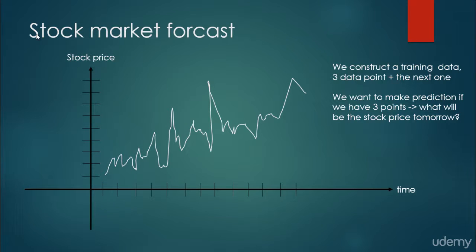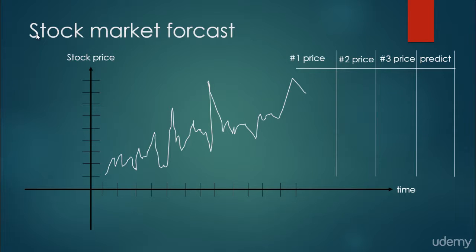And we construct the training data, for example, from 3 data points, but of course we could have 10 data points plus the next one. And we want to make a prediction if we have, for example, 3 points. As I said earlier, it can be 10 points or 20 points. What will be the stock price tomorrow? So we just monitor 3 distinct times, and we calculate the stock price at that time. So for example, the first is P11. I'm not going to use numbers. It could be 3.11, it could be 9.11, whatever, it doesn't matter.